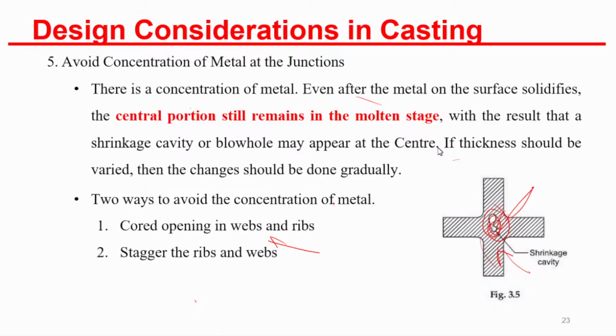So therefore, if the thickness of a casting needs to change, the change should always be gradual. Okay. To avoid concentration at such junctions, there are two commonly used design techniques. First one, provide core openings in webs and ribs. Second one, stagger the ribs and webs. Okay.